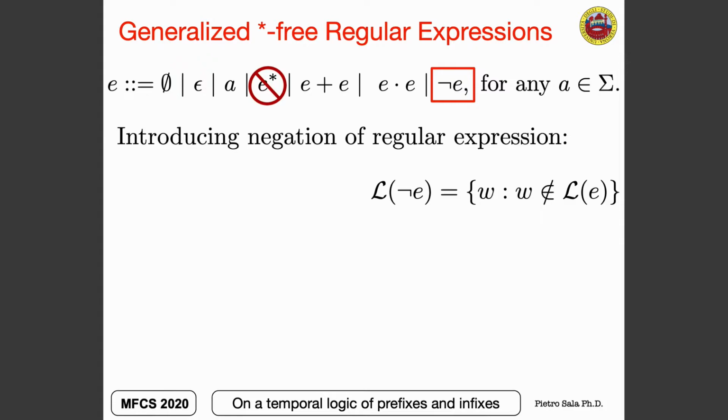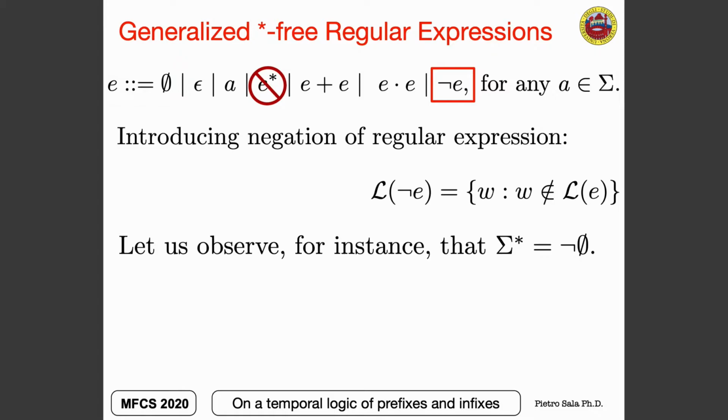It is possible to recover from this problem and make the languages very interesting by introducing negation. So, by completing the logical part of the regular expression, which already has the plus, the union, the equivalent of the logical OR operator, you introduce negation: the language of the negation of E is the set of words that don't belong to the language of E. Let us observe, for instance, that sigma star is equal to the negation of the empty set.